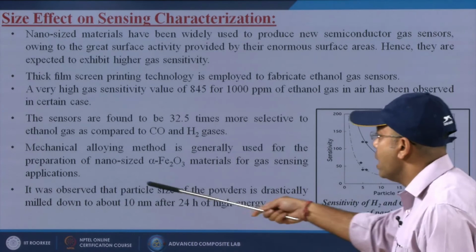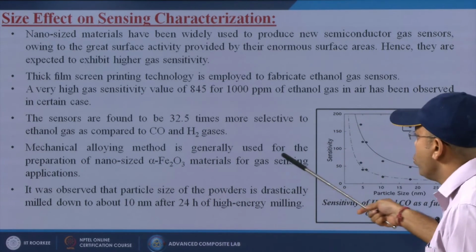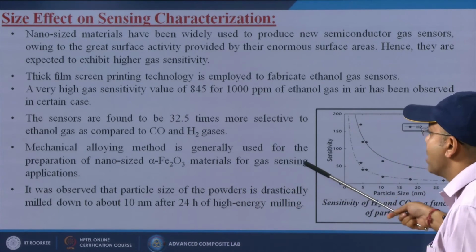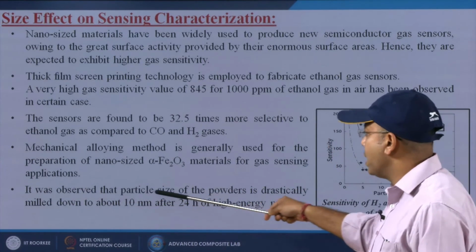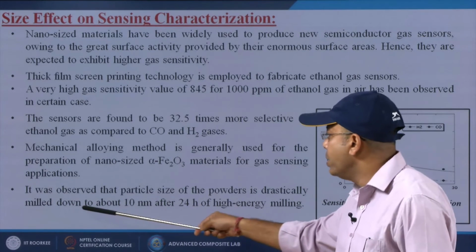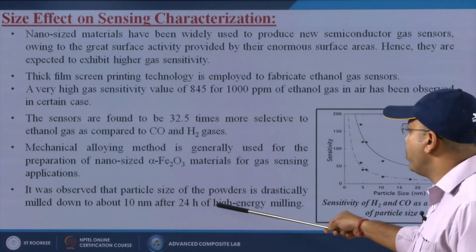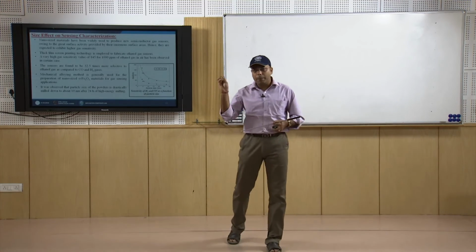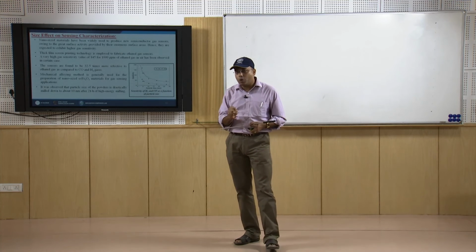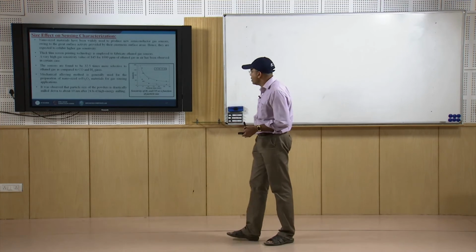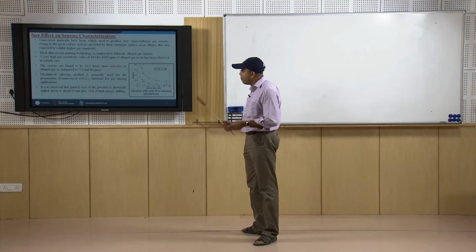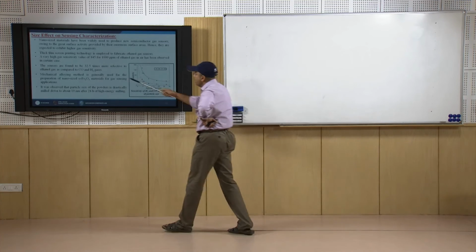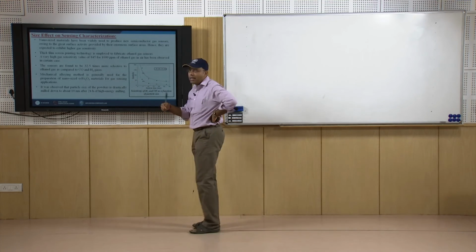The mechanical alloying method is generally used for preparation of nano-sized alpha iron oxide materials for gas sensing applications. It was observed that the particle size of the powder is drastically milled down to about 10 nanometer after 24 hours of high energy milling. So, when we reduce the particle size by milling operations and use that small particle size for sensing applications, the sensitivity of that particular material is tremendously enhanced. It is almost 32.5 times better than the micro size.